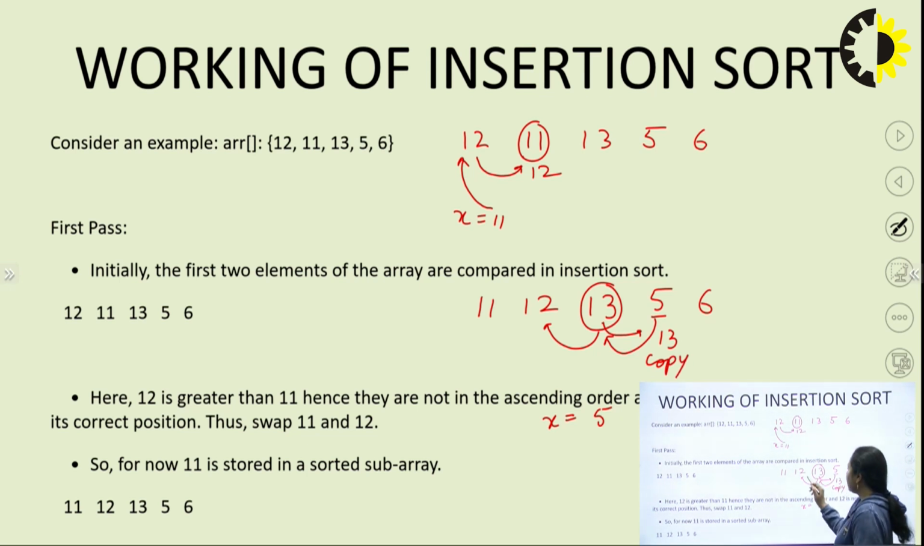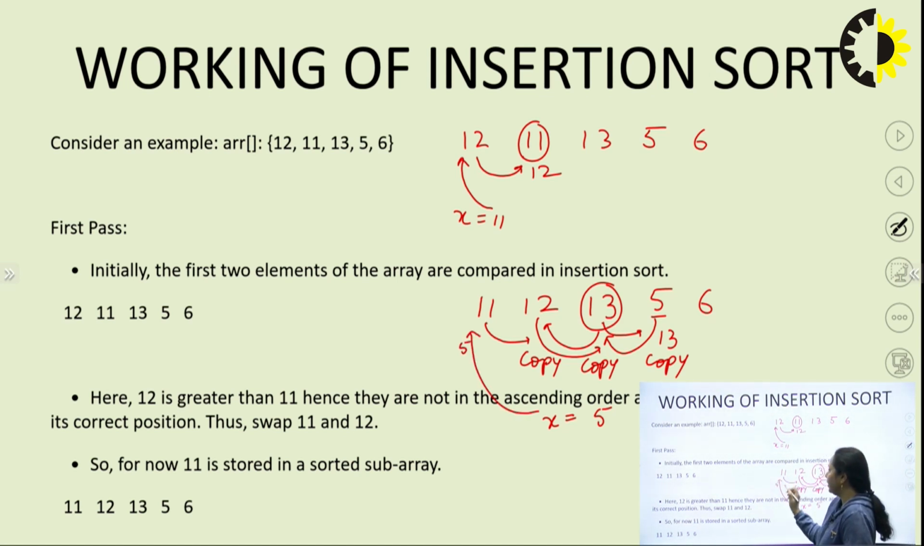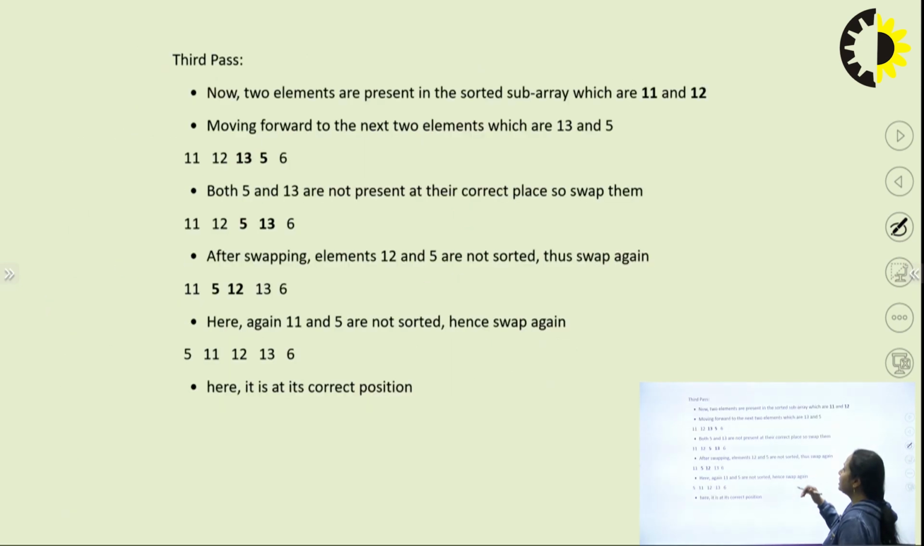Next, 5 is compared with 12. 5 must come before 12. So, again we copy 12 at the place of 13. Next, 5 is compared with 11. Again, 5 must come before 11, which means 11 must come at this position. And after that, we will transfer this 5 here. So, what is going to be the list now? We receive the list 5, 11, 12, 13 and 6.